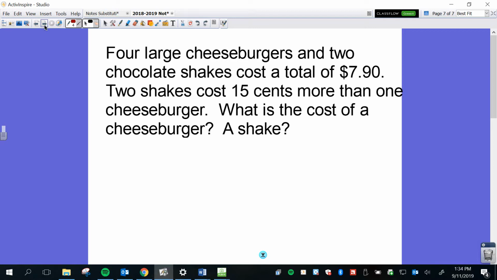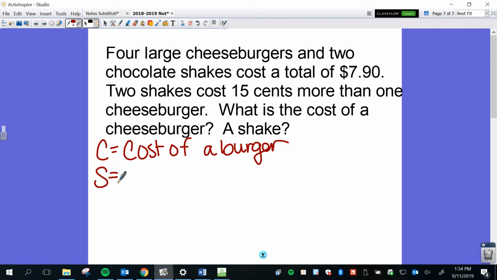Okay. Did they tell us what variables to use? No. Someone has to. Either us or them, right? And they didn't do it, so it's up to us. So we got to go to what we're trying to find. We're trying to find cost of a cheeseburger. What do we want to use for that? What letter? C? Okay. So I'm going to say C is going to equal the cost of, I'm just going to say burger. I don't want to write it all out, okay? And then how about S for cost of the shake? Of a shake. Okay.